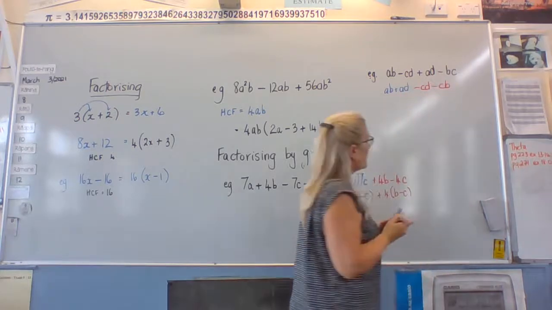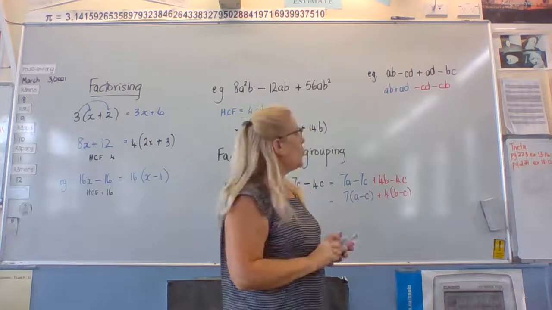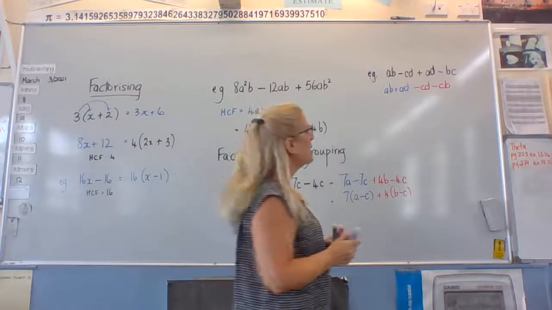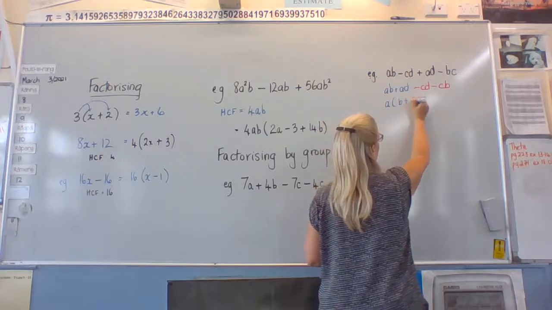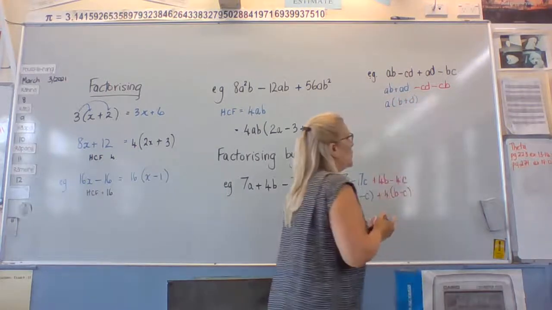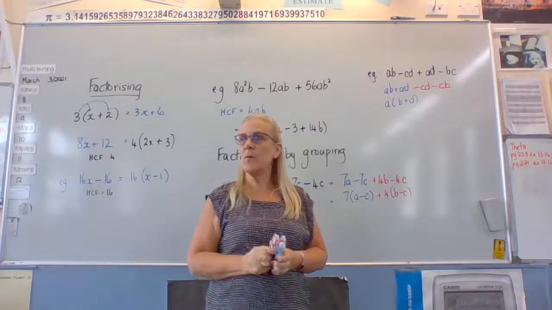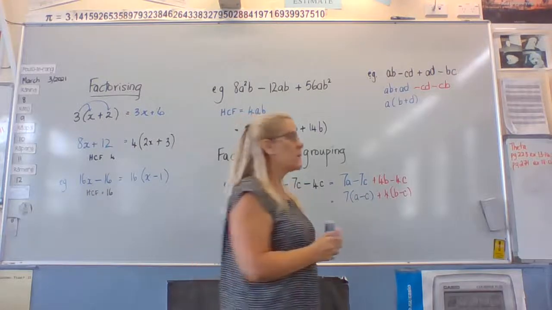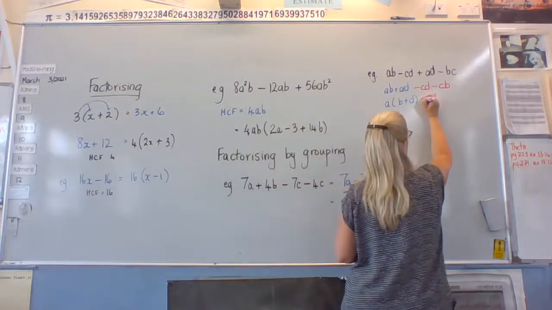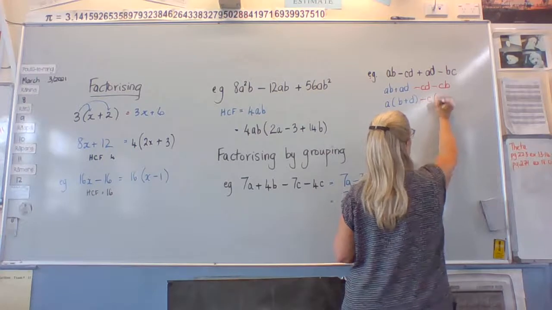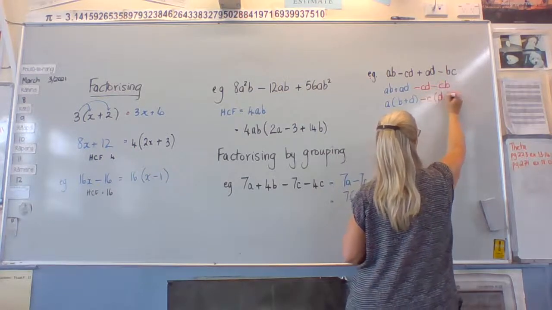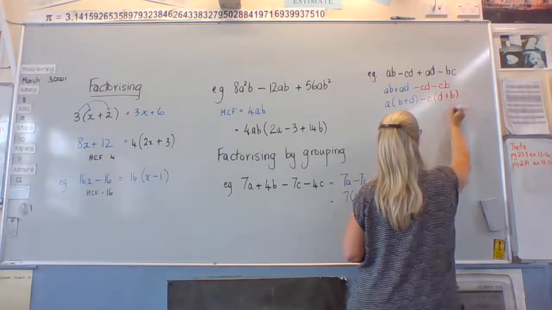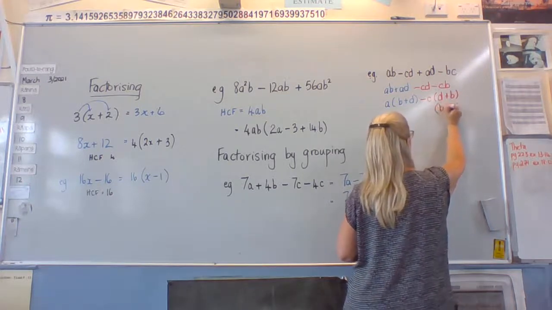When I factorise the first one, the common factor is A, leaving me with B plus D. When I factorise the second one, what will it be? Good, minus C. So negative C will be the factor. Taken out of here, it's left with D. Taken out of here, I've got left with B, which we can write as B plus D.